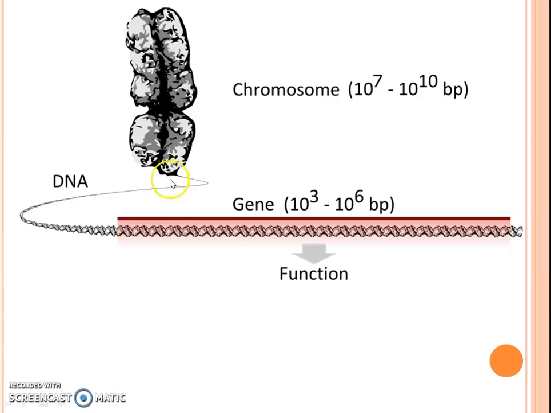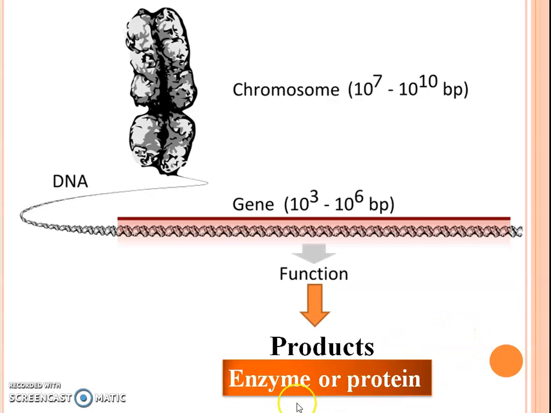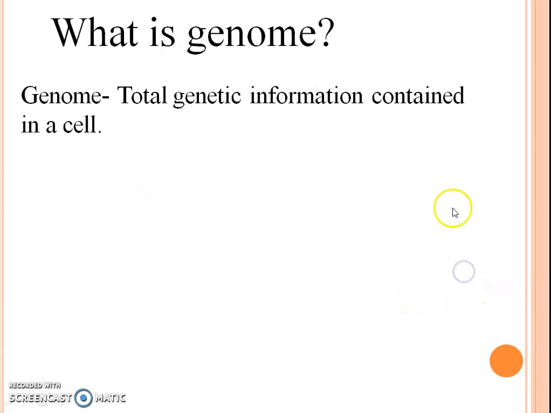This is the chromosome, which is a compact form of DNA. A certain part of this DNA takes part in the signaling process. Suppose this DNA is transferring the signals for its products. The products are enzymes or proteins. These enzymes or proteins take part in different metabolic reactions inside the cell.